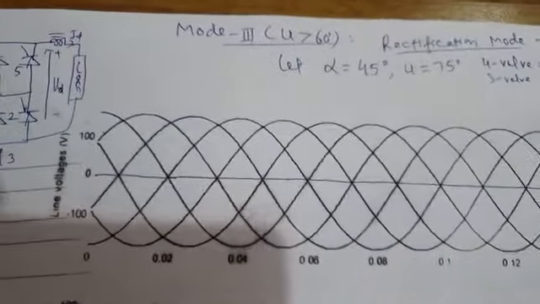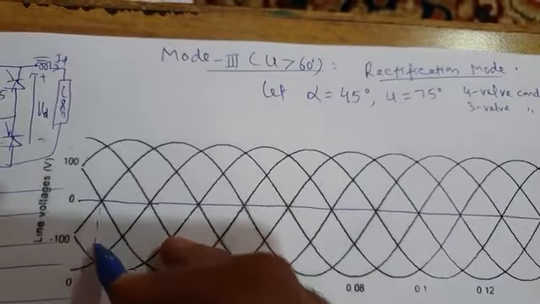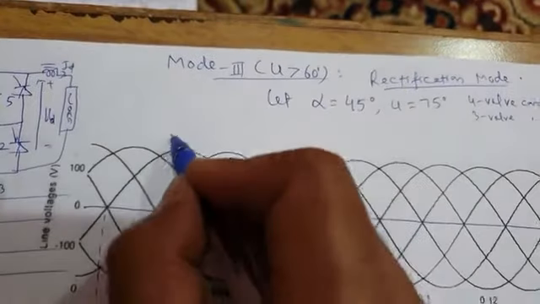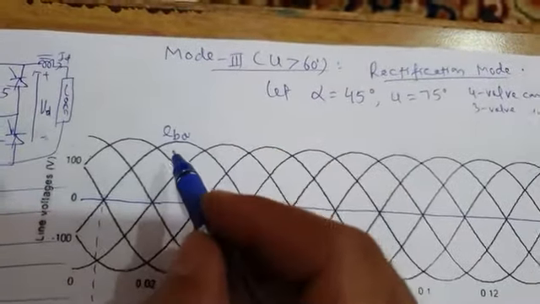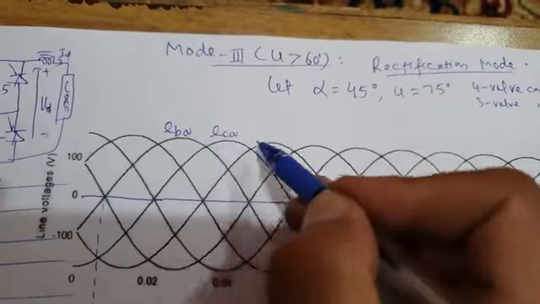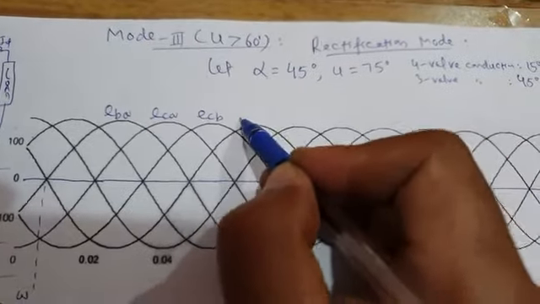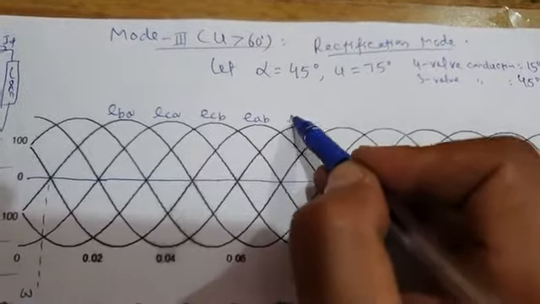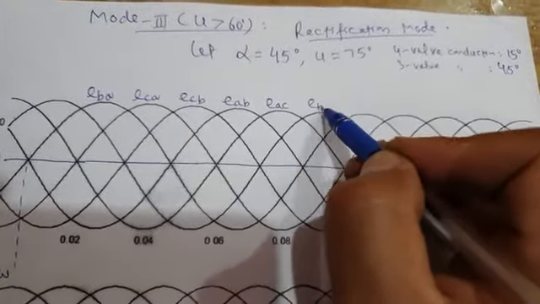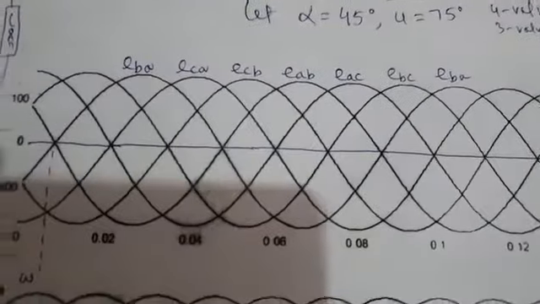Now this is our waveform. So let us mark these. We will again start with the firing of valve 3. So this is EBA, commutation voltage of valve 3, followed by ECA, ECB, EAB, EAC, EBC, EBA again. So you already know how to mark these.